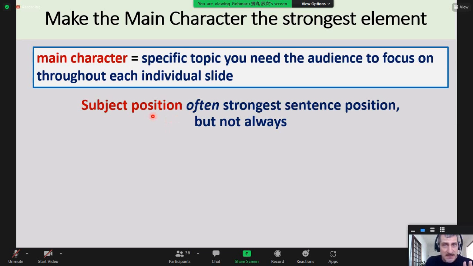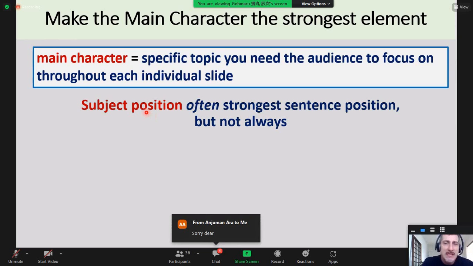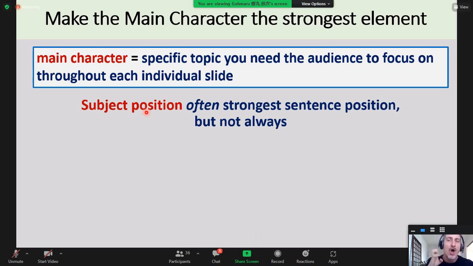It needs to come in the topic sentence, but throughout the slide, every time it appears, we want the audience to focus their attention, right? So we want to emphasize this main character every time it appears. One way we can emphasize this is to put it in the strongest position of each sentence where it appears. So grammatically, the position in the sentence that the listener will automatically focus on.